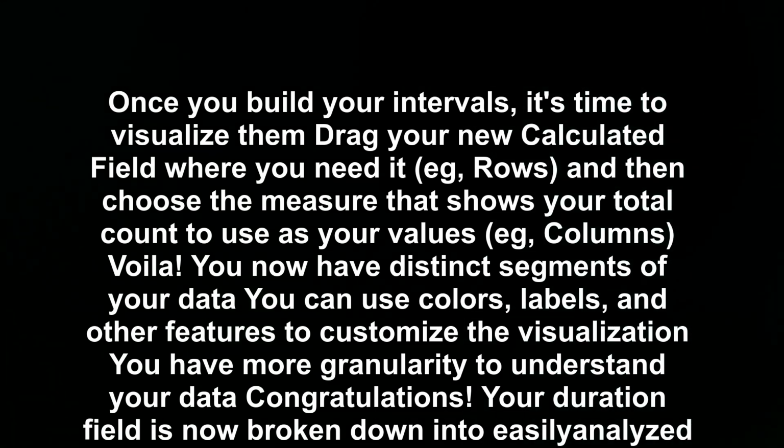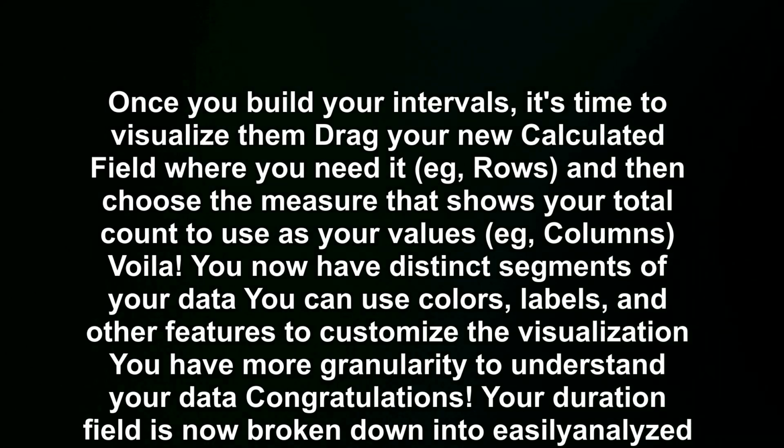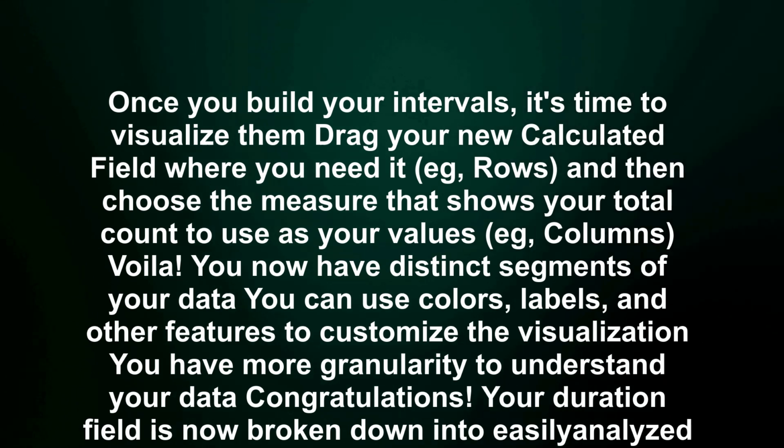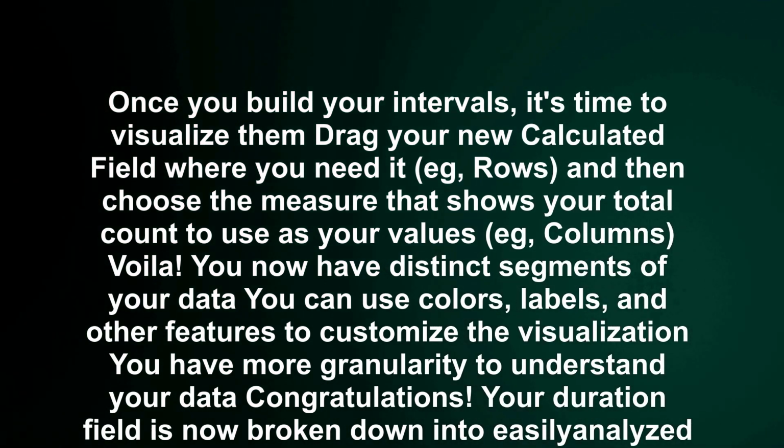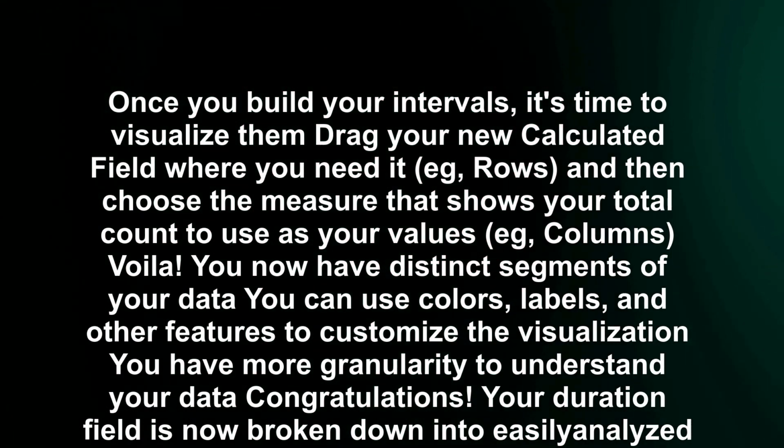Once you build your intervals, it's time to visualize them. Drag your new calculated field where you need it, e.g., rows, and then choose the measure that shows your total count to use as your values, e.g., columns. Voila! You now have distinct segments of your data.